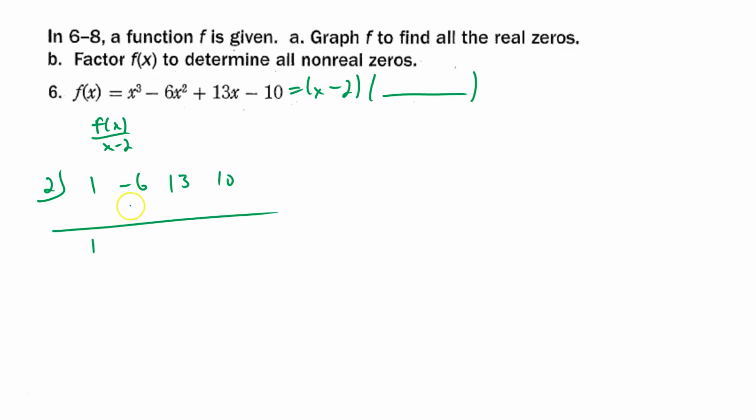1 comes down, times 2 is 2, plus negative 6, negative 4, negative 8, 5, 10, what did I do? Negative 2 times, what did I do?